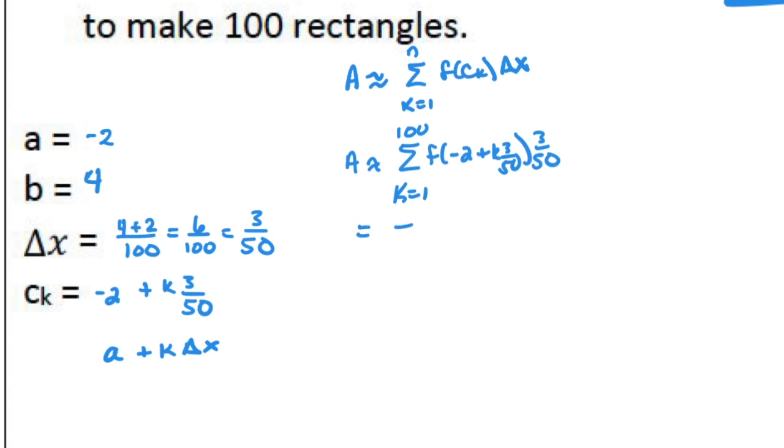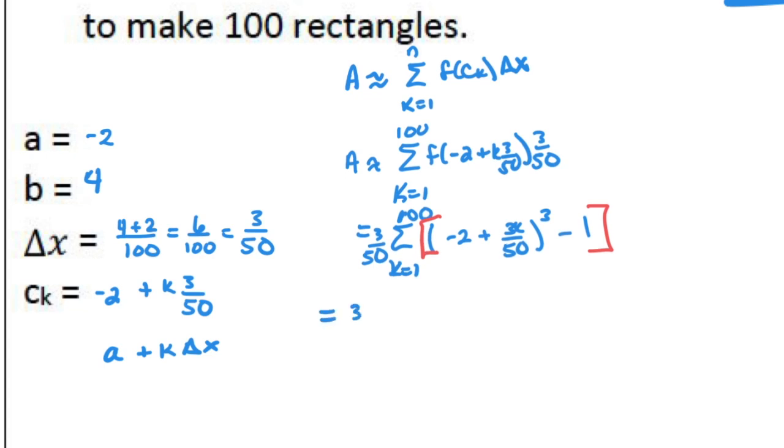Do some algebra. This is the sum, k equals 1 to 100. Do not skip that step. When we multiply this out, we can factor out our 3 over 50. We're left with the sum of the quantity, -2, plus 3k over 50 to the third power, and then we're going to subtract 1. Make certain you have your brackets in the right place. Yes, we are going to multiply out that cubic, but you remember Pascal's triangle, and that's going to make this a whole lot easier. You've also been doing your practice. K equals 1 to 100.